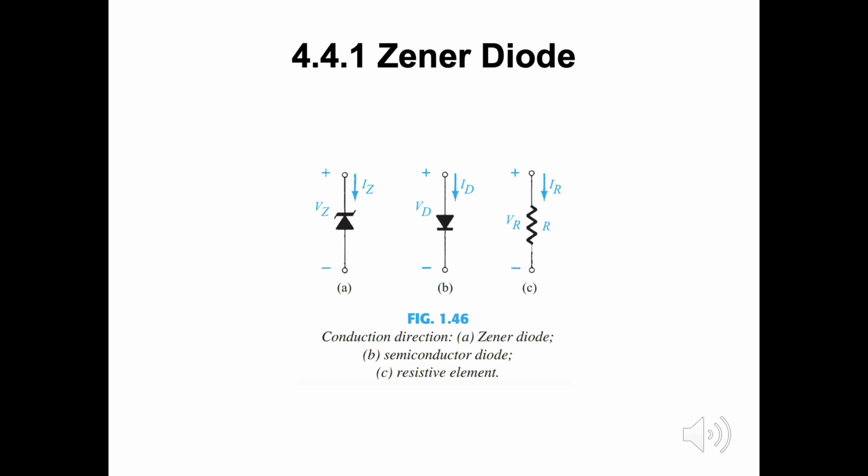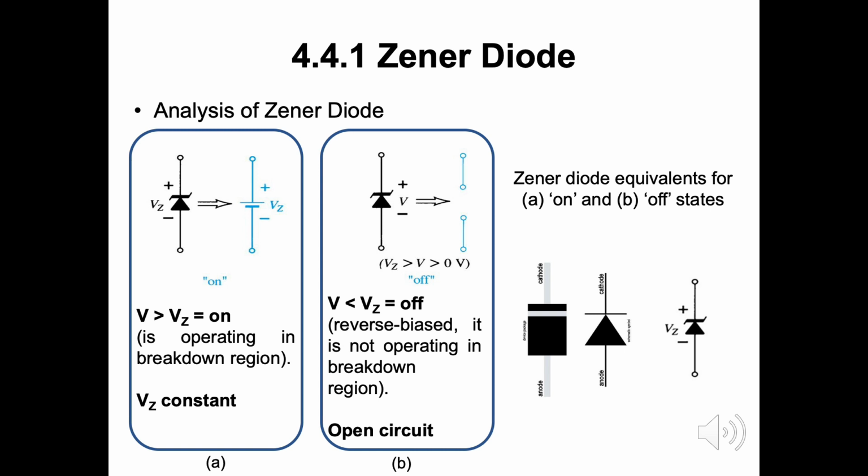For the semiconductor diode, the on state will support a current in the direction of the arrow in the symbol. For the Zener diode, the direction of conduction is opposite to that of the arrow in the symbol, as discussed on page 4. Note also that the polarities of Vd and Vz are the same as would be obtained if each were a resistive element, as shown in Figure 1.46c. Okay, now we will go to the Zener diode's application.